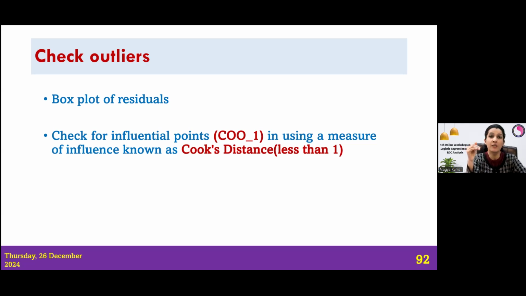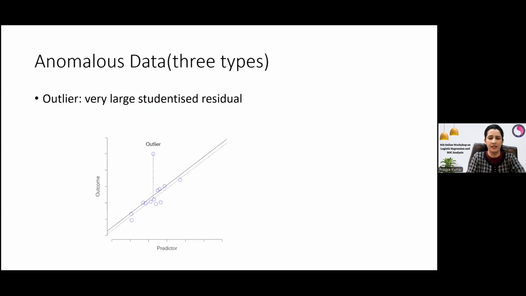We will see what this Cook's distance is. Jamovi calculates the overall Cook's distance, and it also calculates the Cook's distance for each case. Each case means each sample. Now we will see what an outlier is in the context of logistic or linear regression, any regression. Generally any anomalous data can be of 3 types.